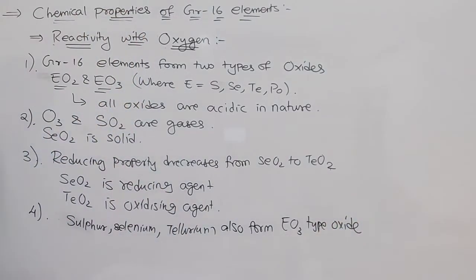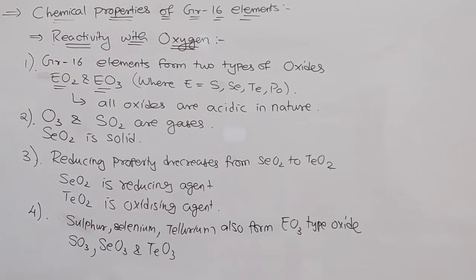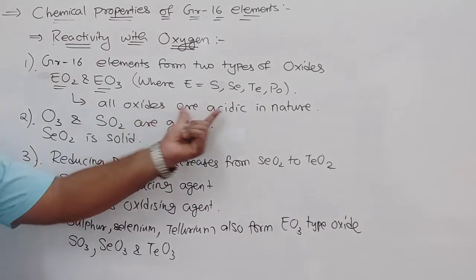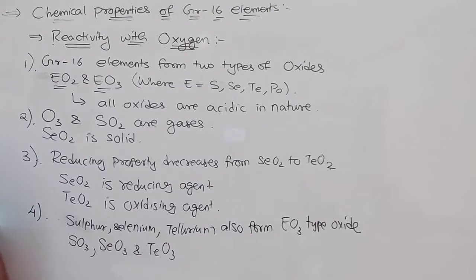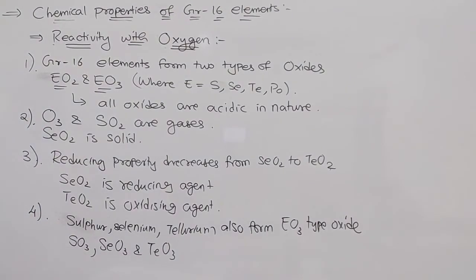Now, when we write EO3 type oxide, sulfur forms SO3, selenium forms SeO3, and tellurium forms TeO3. So these types of oxides form, and all the oxides I wrote in the beginning are acidic in nature. Understood this part? So this was all about reactivity with oxygen.